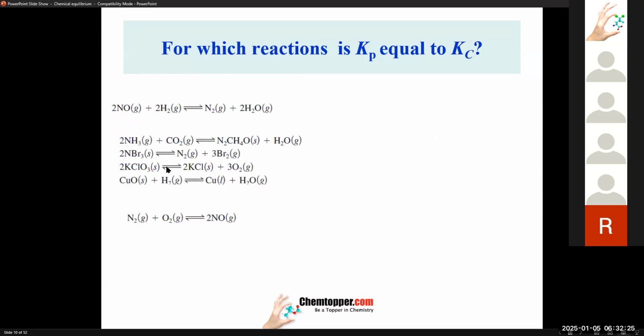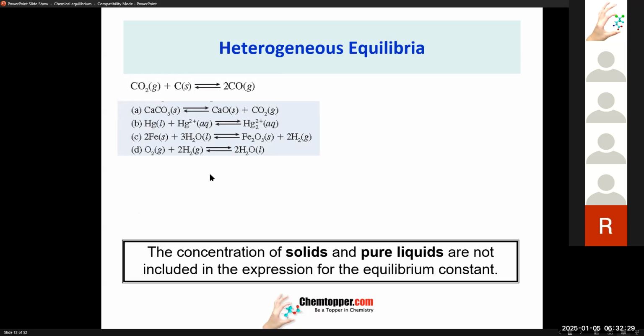And then we were talking about how to write Kc and Kp for heterogeneous equilibrium. For example, for this particular reaction, what is the Kc expression? Should I take this liquid in the expression? See what's written here: solids and pure liquids are not included in the expression. Should I take it? No. So what is Kc? 1 over the concentration of O2 times the concentration of H2 raised to power 2. That's Kc.